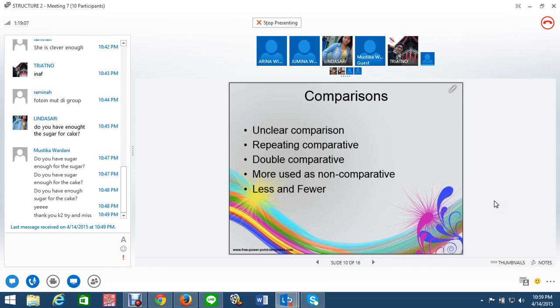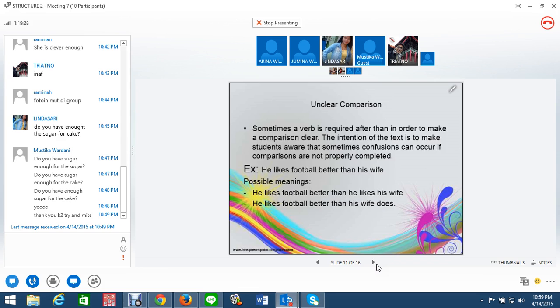So there are subtopics that we are going to discuss. They are unclear comparison, repeating comparative, double comparative, more used as a noun, more used as non-comparative, less and fewer. So first you can open your module. It is modul 7, comparison.